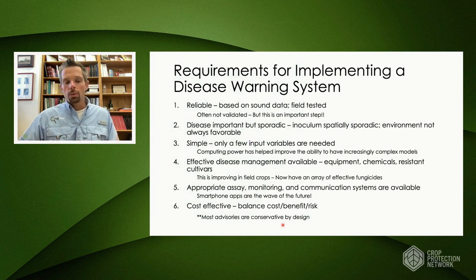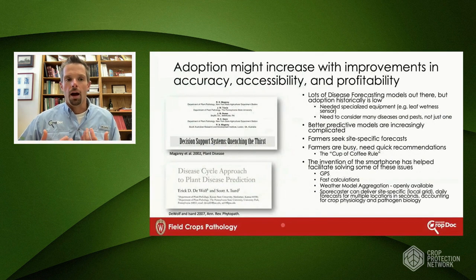We also want to make sure we have effective disease management tools available. So we do have more tools now in terms of chemicals and equipment and application strategies and those sorts of things. So we're keeping that in mind. We want to make sure we have appropriate assays and monitoring systems so we can understand that biology again. And then we want to make sure things are cost effective. And so we take all of this into consideration when we're actually trying to figure out how to get these in the hands of users.